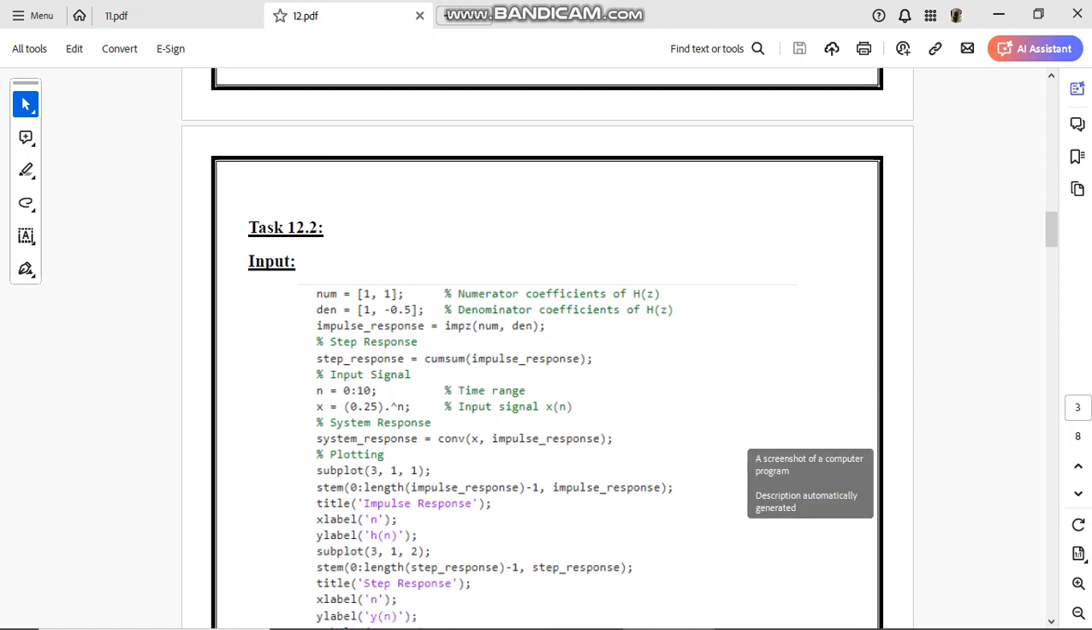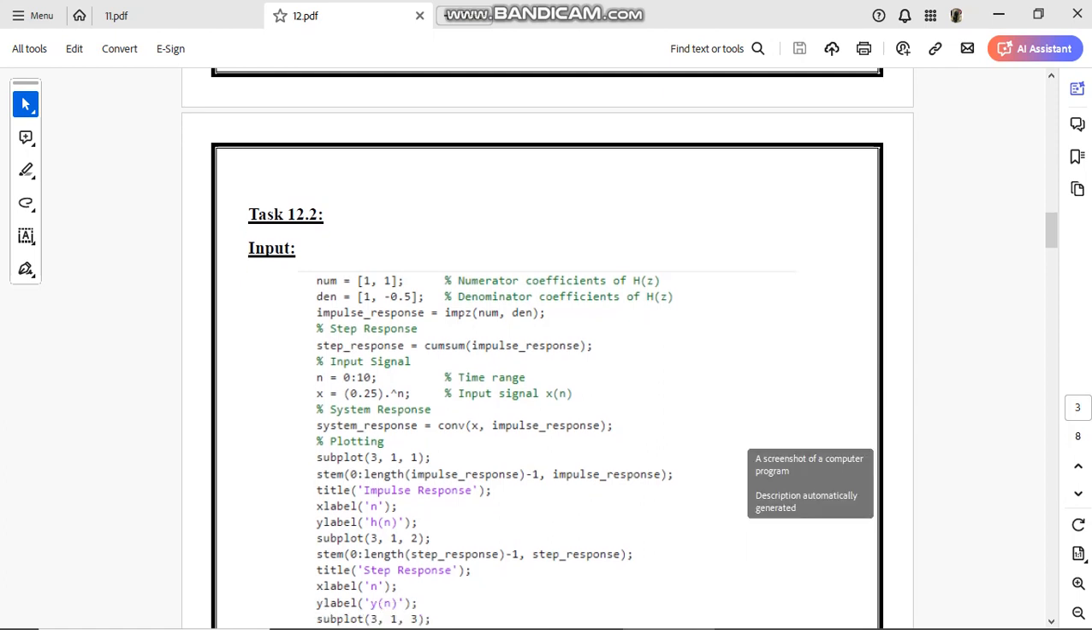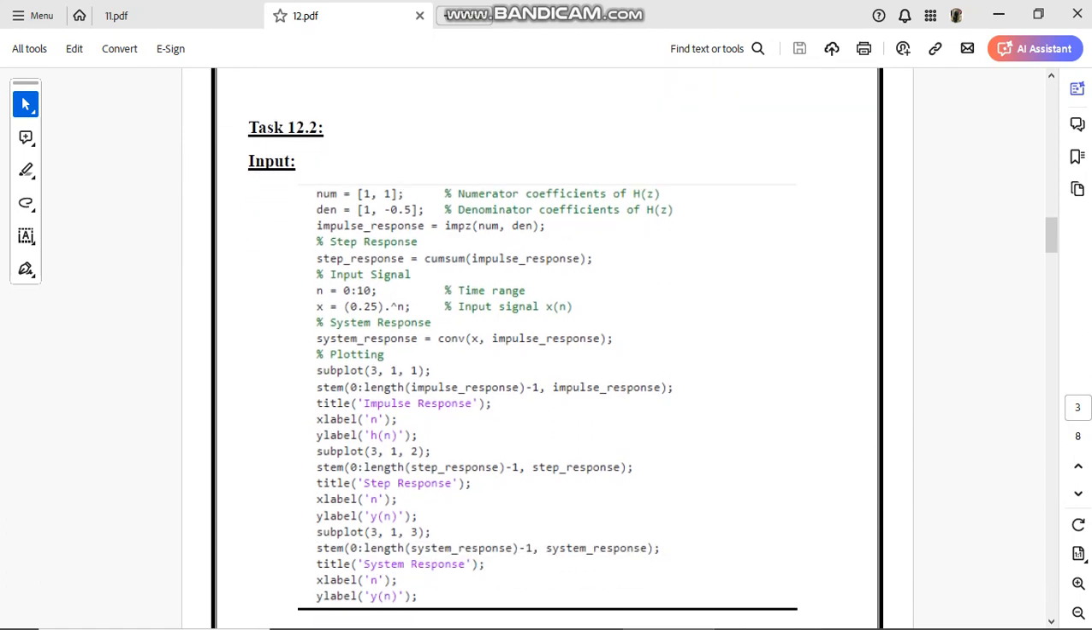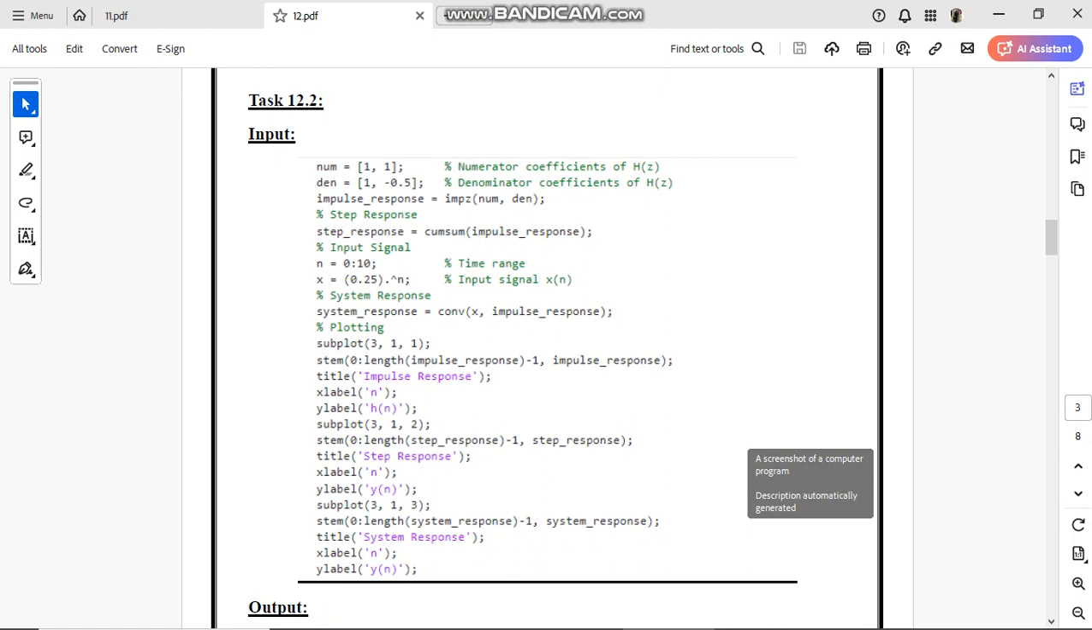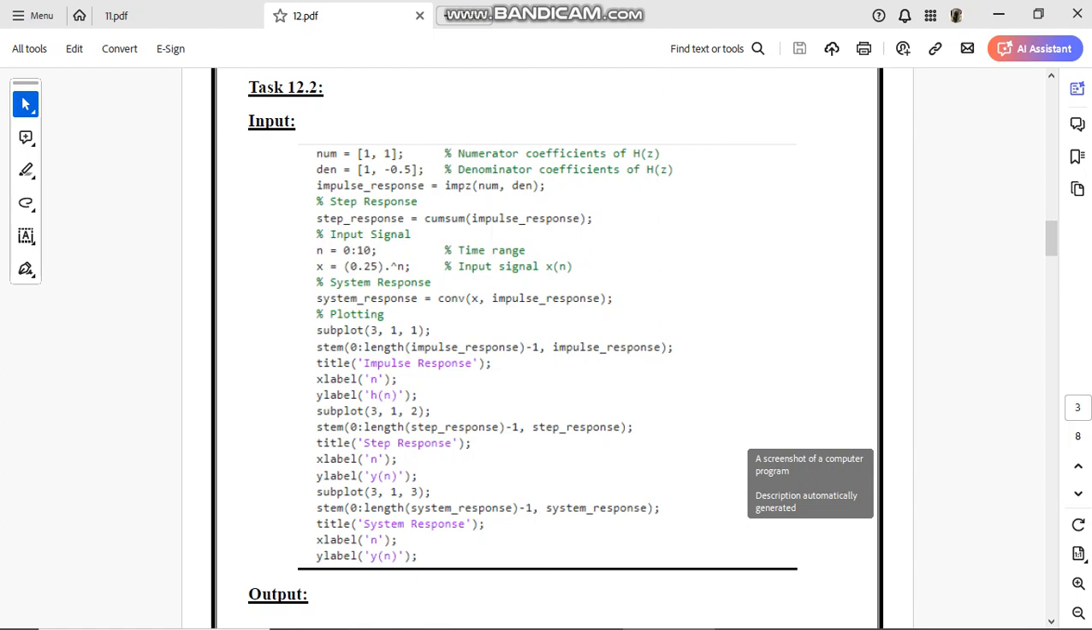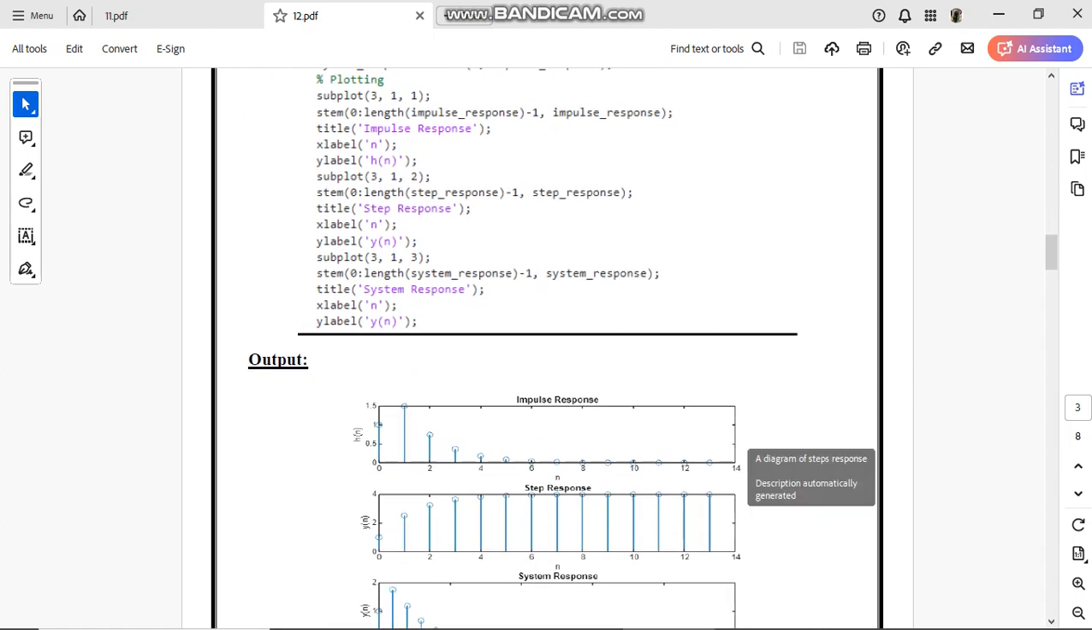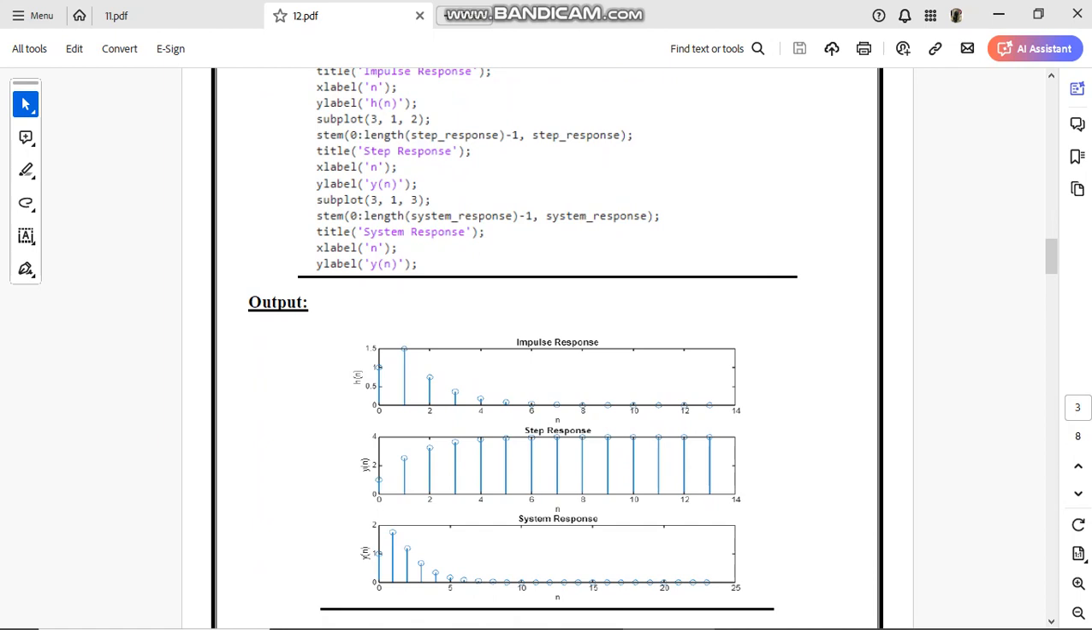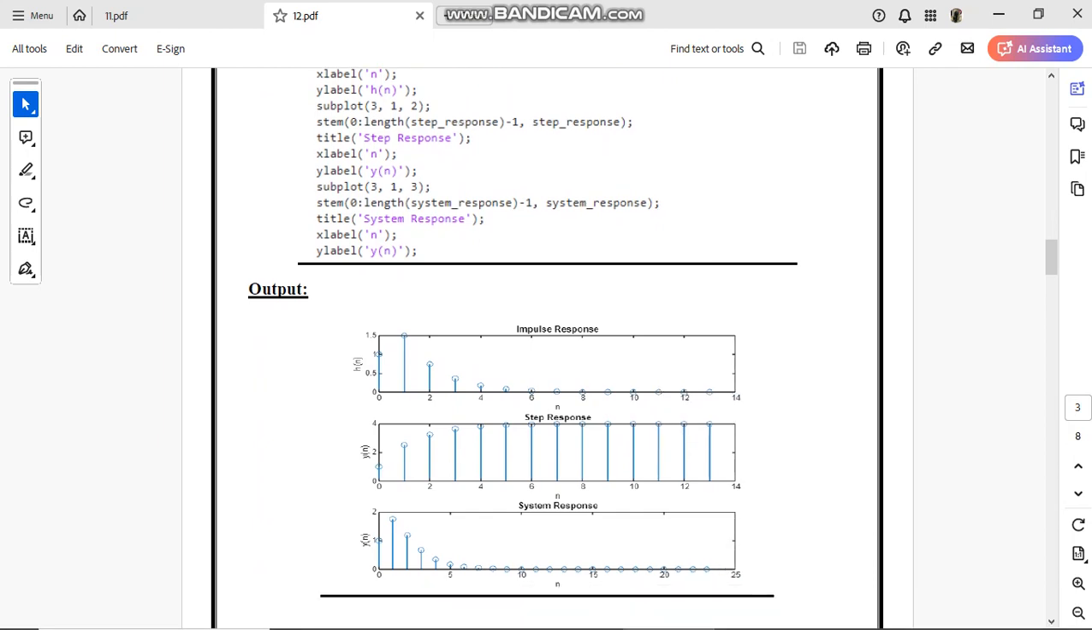Our input signal has been defined where n is 0 to 10 in the time range. Then the system response and the plotting have been done, and a stem command has been used for plotting, and the titles are named impulse response, step response, and system response. The X label is named n and the Y label is labeled y of n. The following is the output, where the first one is for impulse response, then step response, and the other one is for system response.